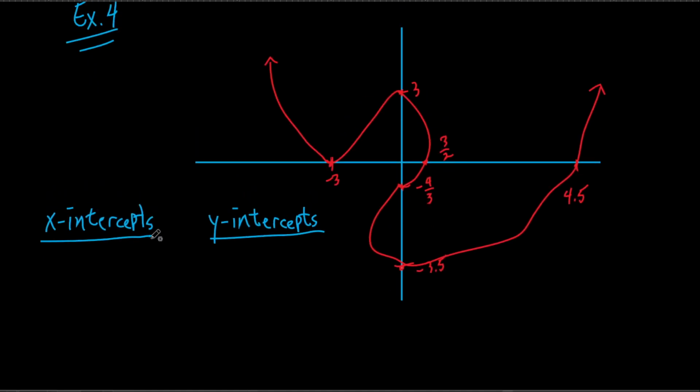All right, let's do the X-intercepts. So let's find out where it crosses the X-axis. It's basically what we just did before, but this is like the official example, all right? So where? Give me some X-intercepts. How many are there, by the way? How many X-intercepts are there on this?